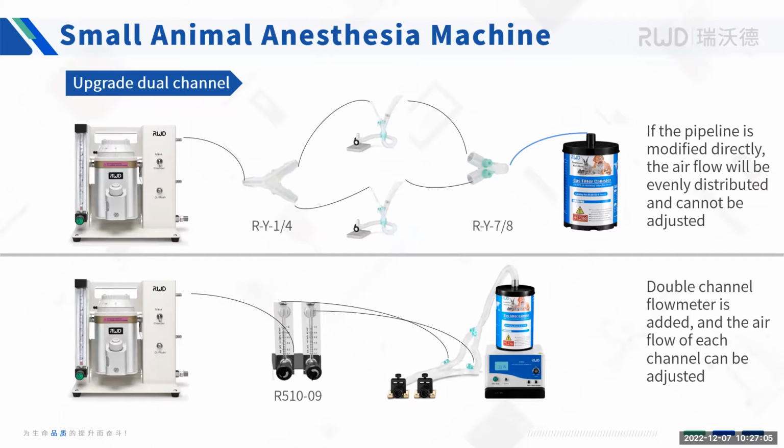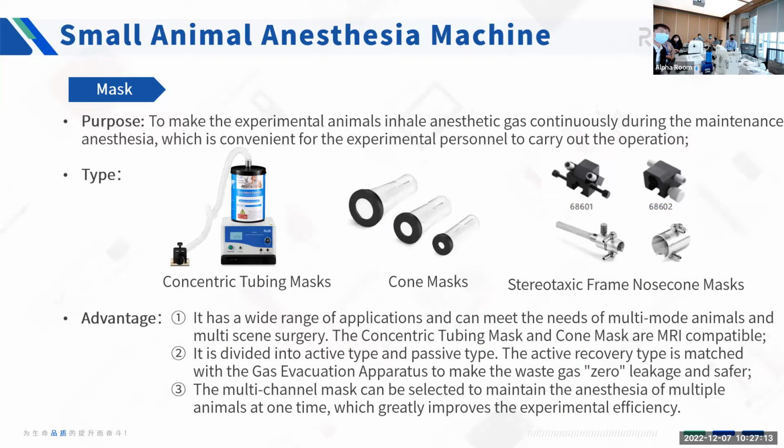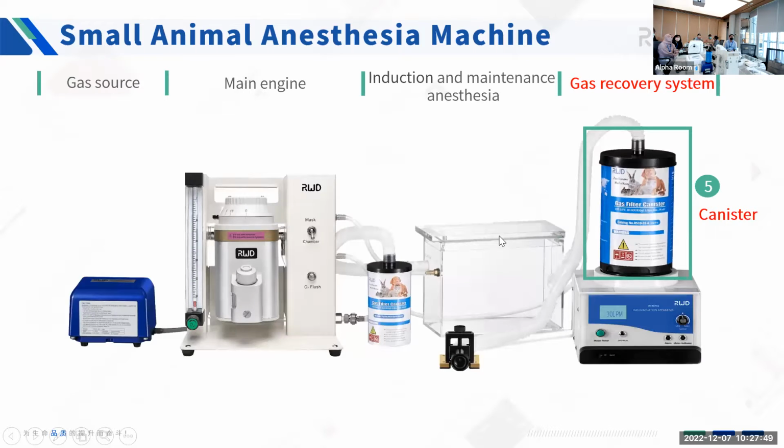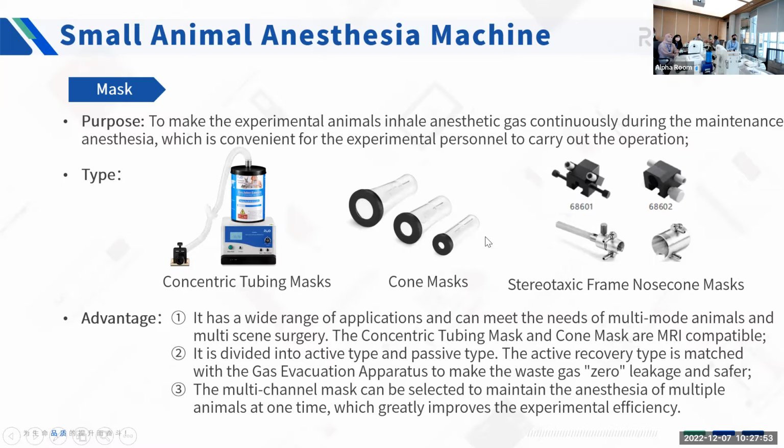Actually, we have three models of mask, right? For this one, the cone mask, there is only one channel, so it can just connect with the animal, like mice and rats. So the animal just cannot get active gas, because there is only one channel. This is one kind of mask, and this one can connect with the animal and also can connect with the ventilator. The ventilator can provide active gas to the animal.